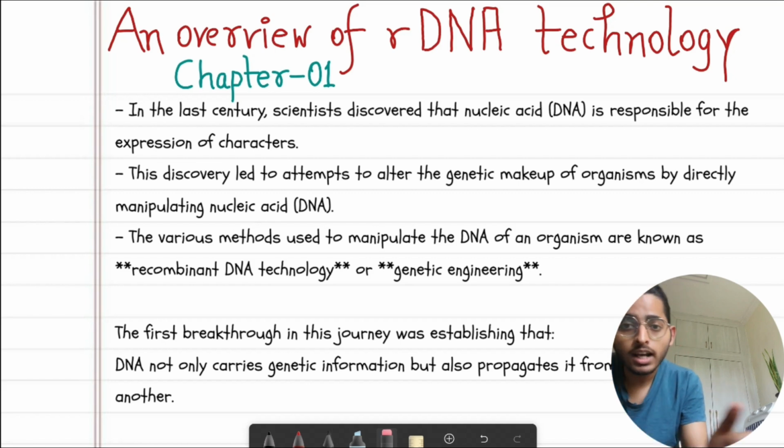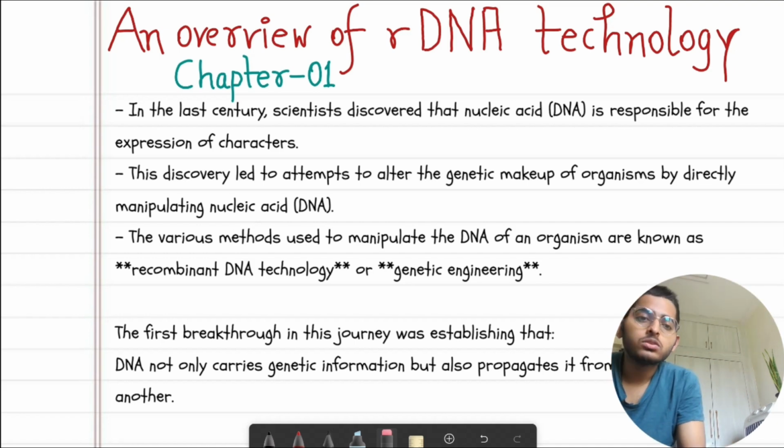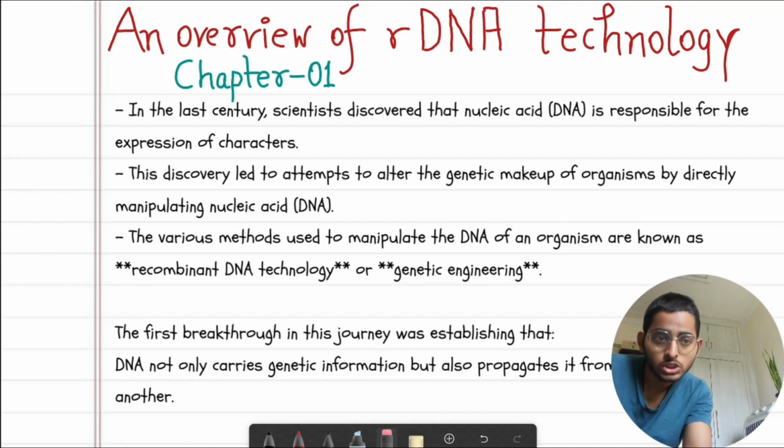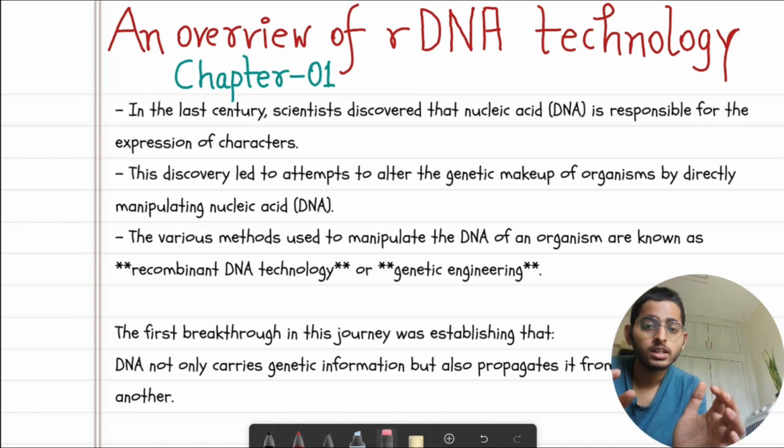existence. So in the last century, scientists discovered that nucleic acid, here in this case DNA, is responsible for the expression of characters. Now, this was a huge hallmark discovery. This was the cornerstone in biotechnology, as this discovery led us to the genetic makeup of organisms, the genome, and then how we can manipulate that. There were various techniques and procedures which were developed, and they were all kept in a single bracket, which was known as genetic engineering or rDNA technology.